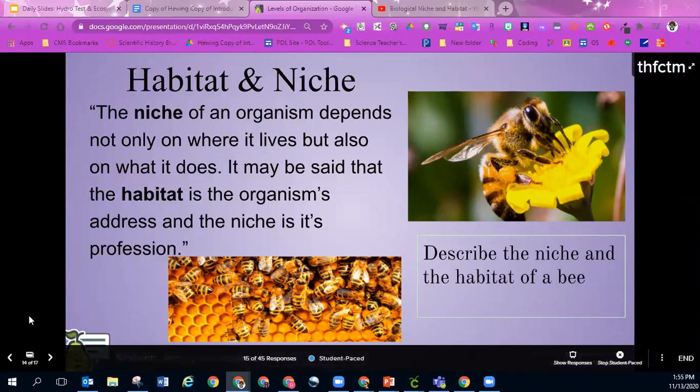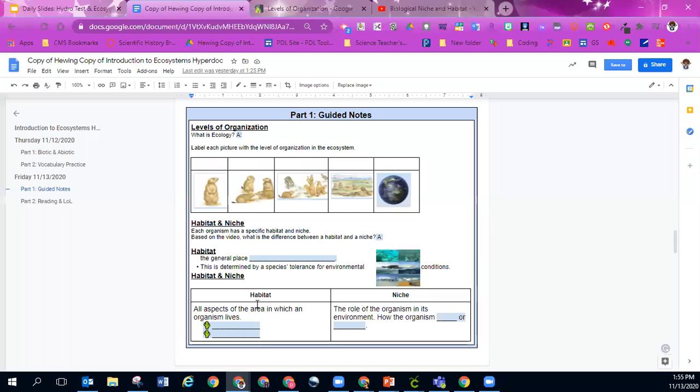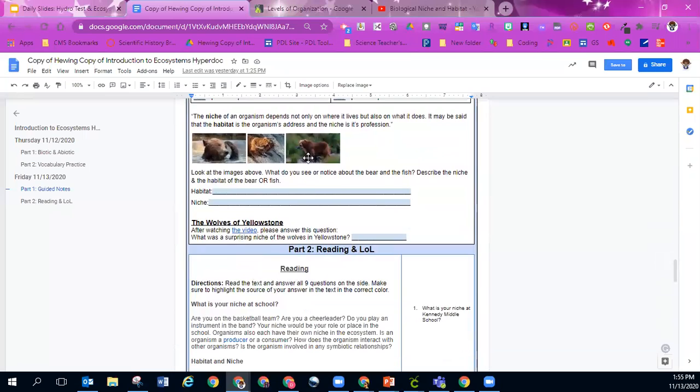Alrighty. So now it is your turn to give it a try. If you look at the pictures that are on your hyperdoc, they deal with either a bear or the fish that is in our picture. If you need to enlarge them, you definitely can, because it is your hyperdoc. But we are going to look at the habitat and the niche for either the bear or the fish. You get to choose which one you want to do.